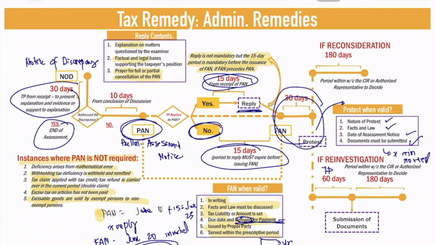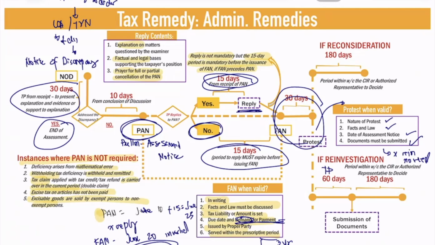So ulitin natin. From audit, di ba magsisimula siya sa authority to audit. What is that authority to audit? Through LOA or tax verification notice. Tapos, magkakaroon na talaga ng audit. Then, mag-i-issue ng notice of discrepancy. Pag-uusapan nila yon. Kung hindi pa rin naayos yung discrepancy, within 10 days, there's PAN. Pwedeng mag-reply or hindi mag-reply. Tapos, magkakaroon ng FAN. Pwede rin walang PAN, diretsong FAN.